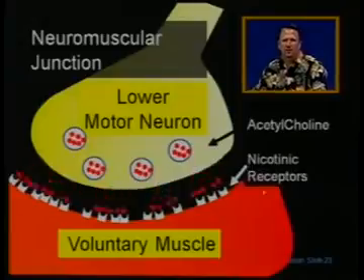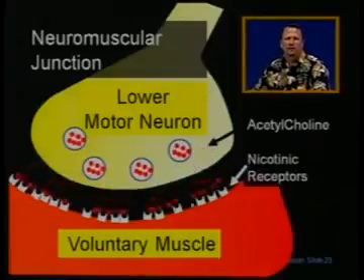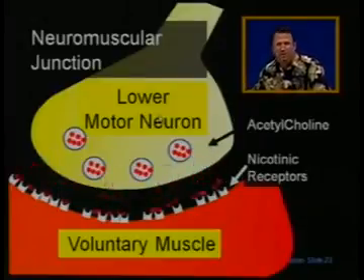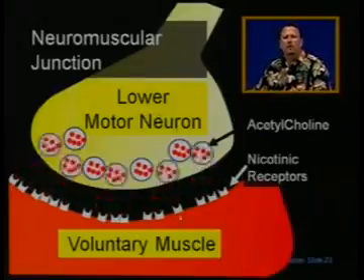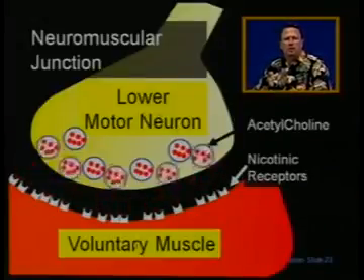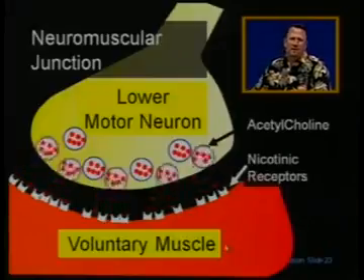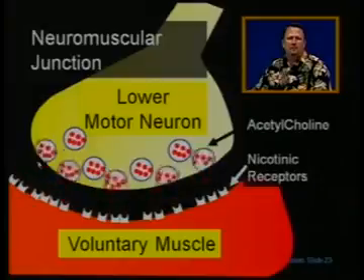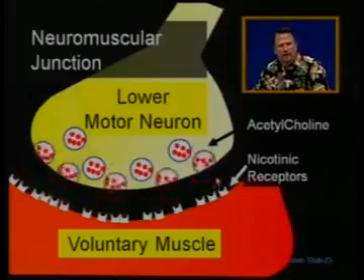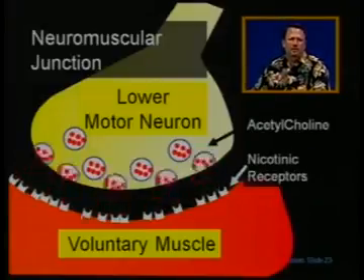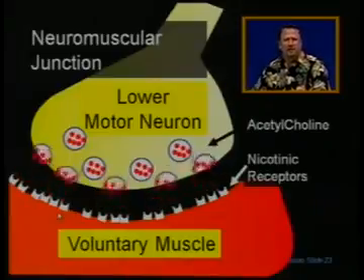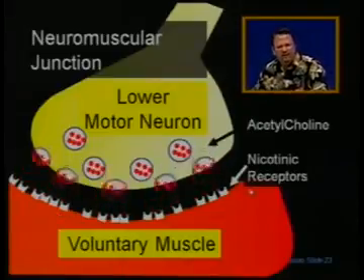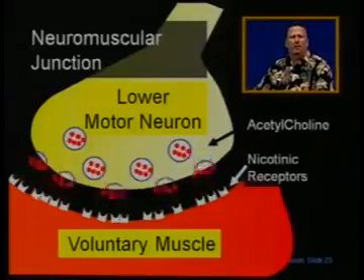And so here's my cartoon again of the neuromuscular junction. And so here is the neuron. We call it the lower motor neuron, for those of you keeping score. And that lower motor neuron is what signals voluntary striated skeletal muscle. And the neurotransmitter is always acetylcholine, and the little receptors are always nicotinic receptors, and they're called nicotinic receptors because nicotine sticks to them so well.